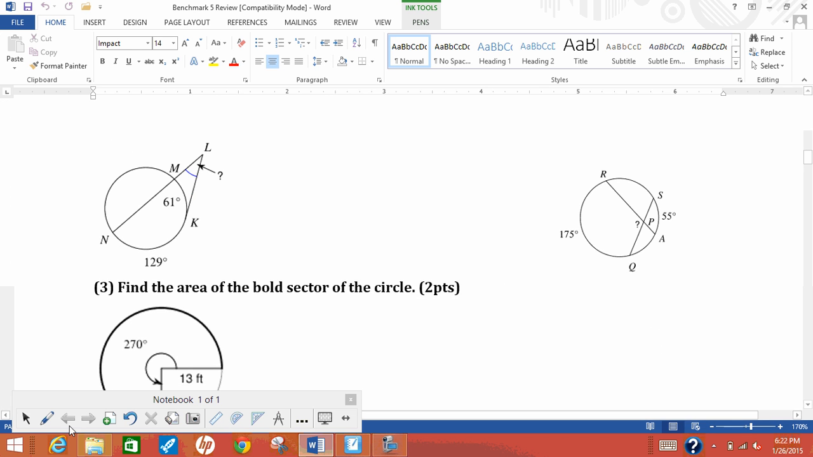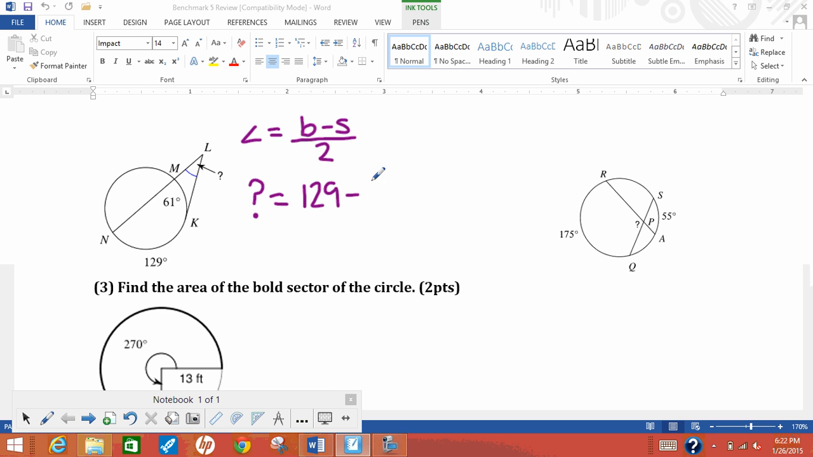For C and D, here my relationship is that the measure of the angle is equal to the big arc minus the small arc over 2. But I want to know what exactly I should write to find the angle. Well, the angle is question mark, and it's going to be the big arc 129 minus the small arc, which is 61 over 2. So remember, the angle is the angle formed between the two segments, and the arcs are the pieces of the circle that are cut by the two segments. So right there, 129, and the other one's 61.